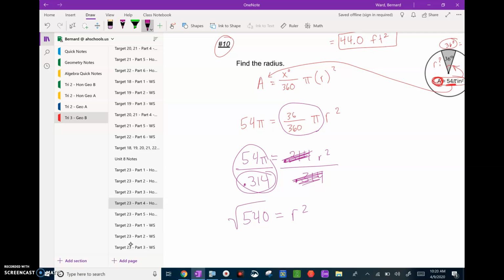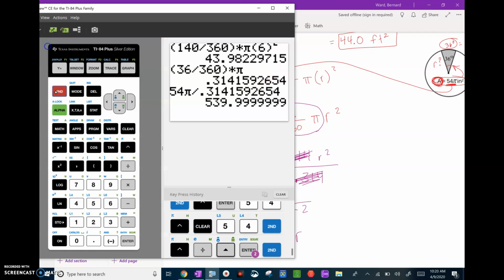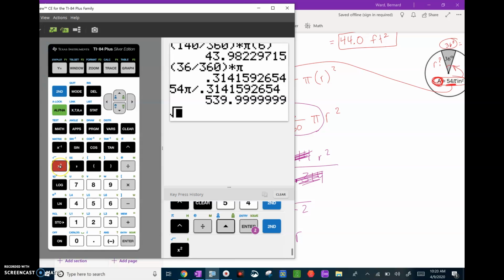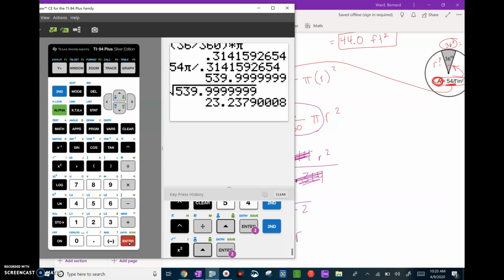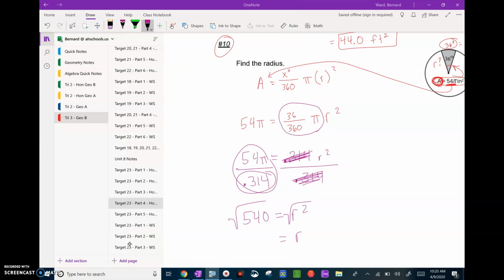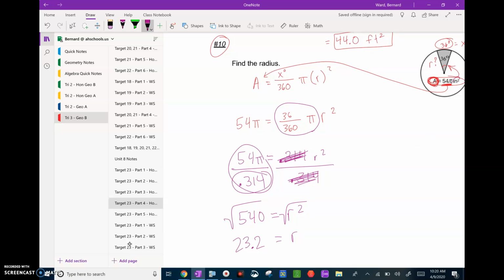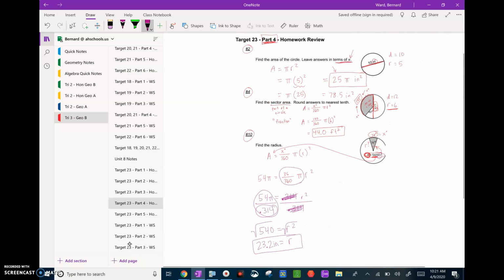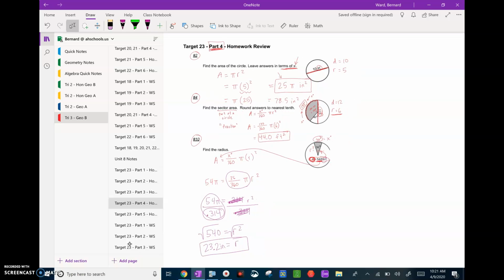And now to finish it off, I'll just square root both sides, leaving me with r. And so I need to take the square root, and I'm going to go up again and highlight 540, put it under there, hit enter, and it will tell me roughly 23.2. Now let's find the units. As you can see right here, they are inches, so my radius is 23.2 inches, and that is my final answer.